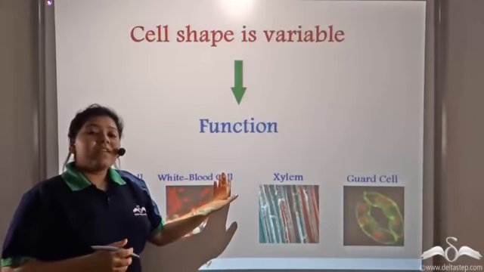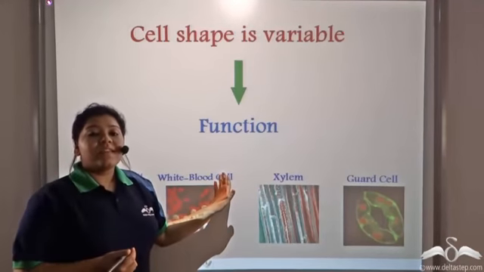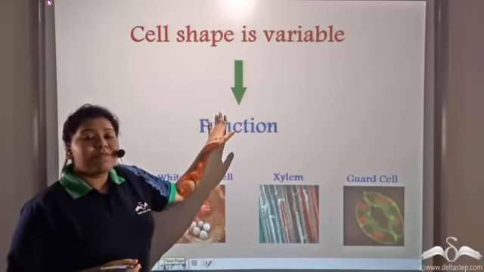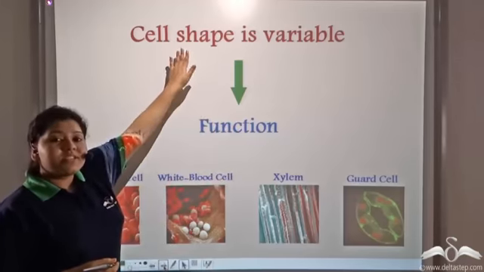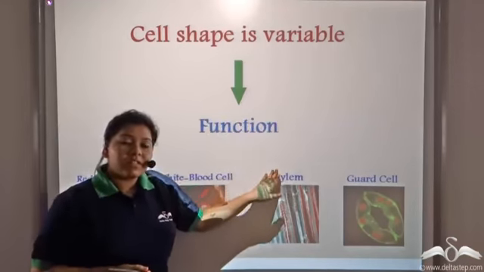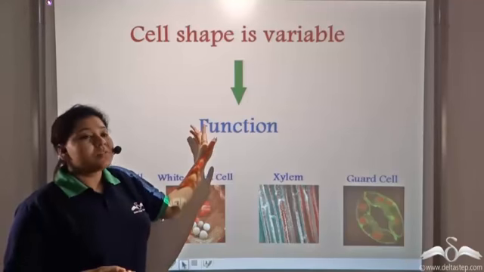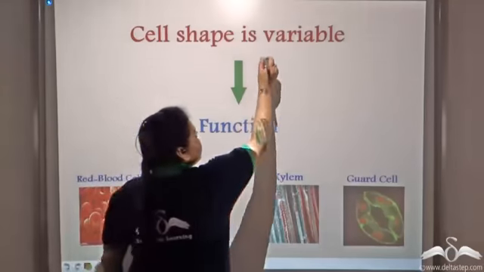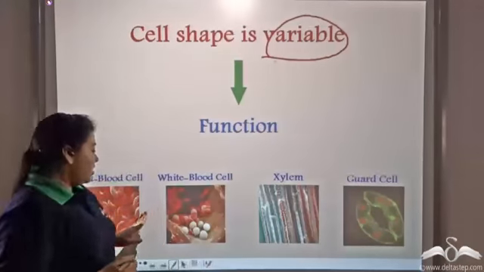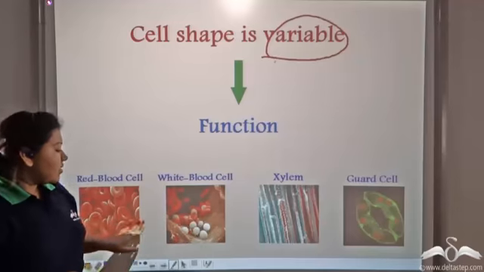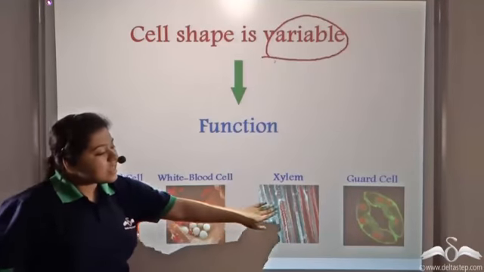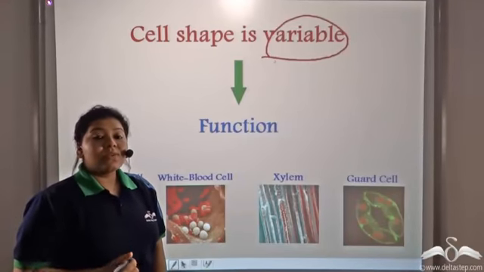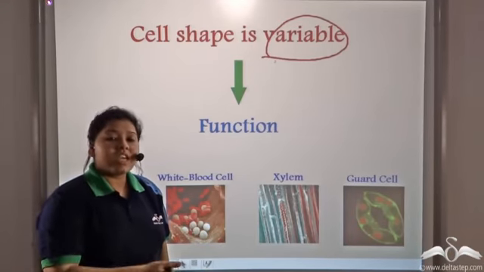So similarly, we have a lot of cells in our body that perform different functions. And the functions that the cells perform determine the cell shape. So according to the function, the cell shape changes. So the cell shape of plants and animals is variable. See, these are animal cells. They look very different structurally. These two are plant cells. Even they have different shapes. So the function determines the shape of the cell.